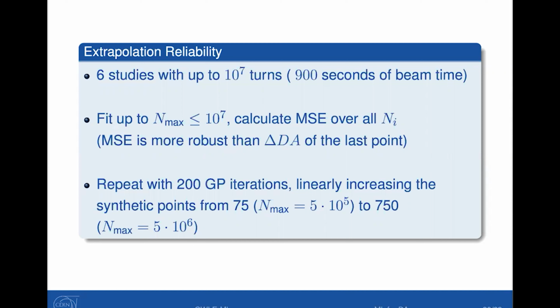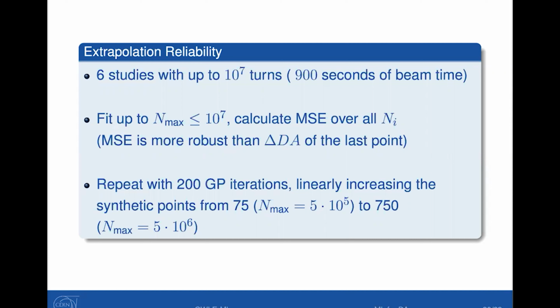What we do here is we fit up to some Nmax that is smaller or equal to 10 to the 7. So we let it grow. We include always more and more points, and then we see how the value at Nmax is improving. So let's say the first fit would be at probably 100,000 turns, and then we see what it tells us as an extrapolation value for 10 to the 7. And then we go up to 10 to the 7. So of course it will go down because we have an overshoot.